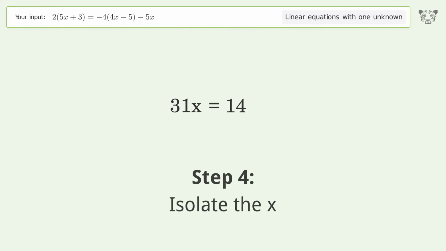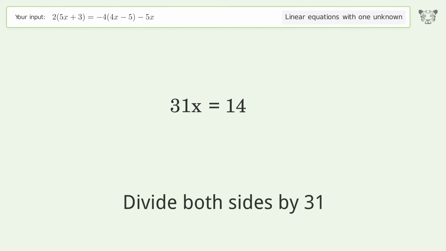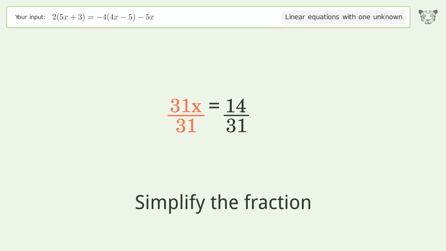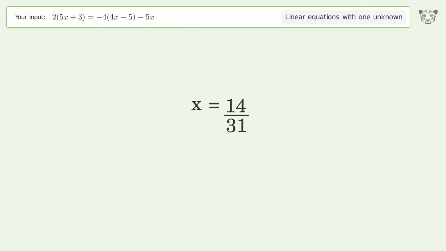Isolate the x. Divide both sides by 31. Simplify the fraction. And so the final result is x equals 14/31.